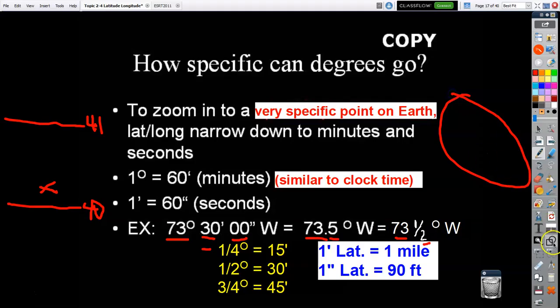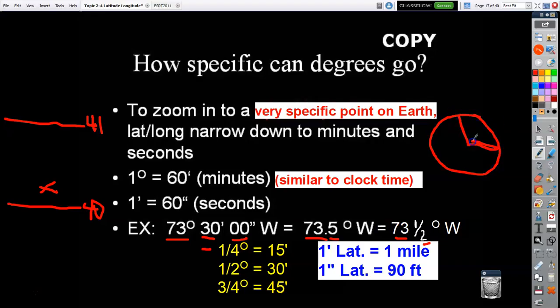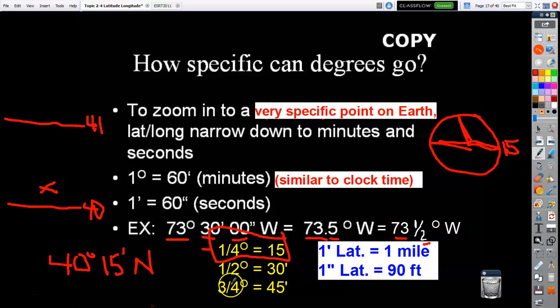Wow, that's a horrible circle. Try to draw that again, Mr. Rocco. Okay, a quarter of an hour is 15 minutes. So you'd write it like this with a 15 slash: 40 degrees and 15 minutes north, 1 slash. Or let's say again, halfway was 30, or if it's 3/4, think of 3/4 of an hour. That's 45 minutes. So you'd write 40 degrees and 45 minutes north. If it was, let's say, the X was maybe up here more.